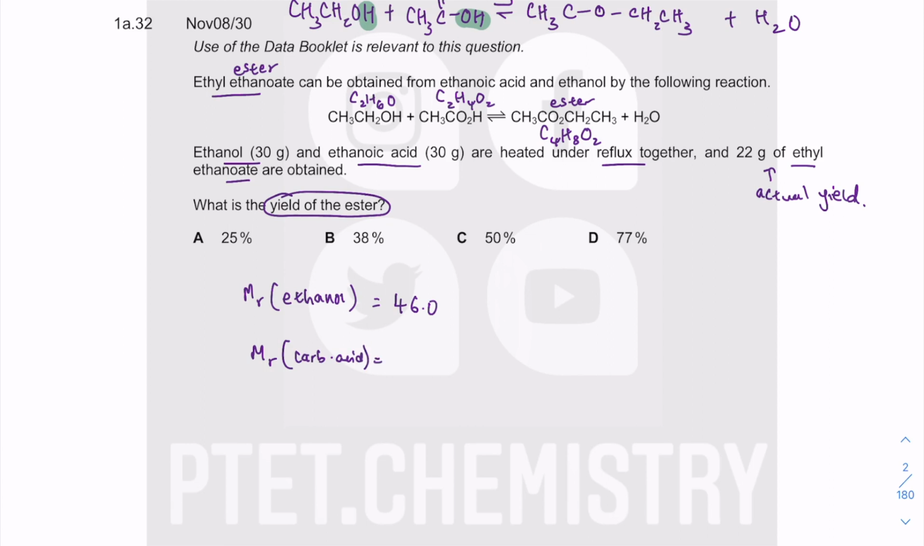Your predictor table does show you to one decimal place, right? So 12.0 times 2 plus 4 times 1.0 plus 16.0 times 2, I have 60.0. So that is for the carboxylic acid, and then the molecular mass for the ester is 12.0 times 4 plus 8 times 1.0 plus 16.0 times 2. I have 88.0. Is that correct? Yep, that sounds right.